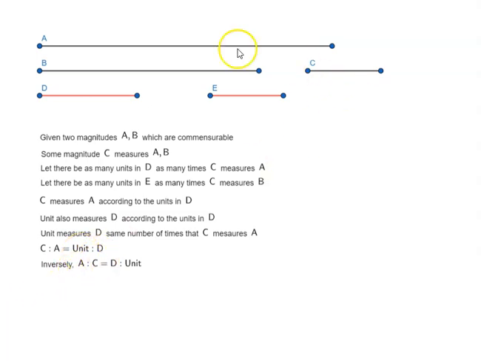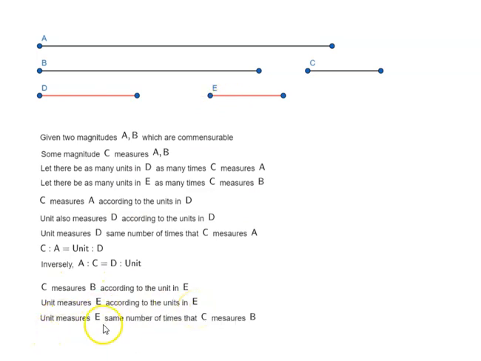So that was as far as C, A and D are concerned. Now let's look at B also. So C measures B according to the units in E. Because remember we have said let there be as many units in E as many times C measures B. So unit measures E according to the units in E. So unit measures E same number of times that C measures B.